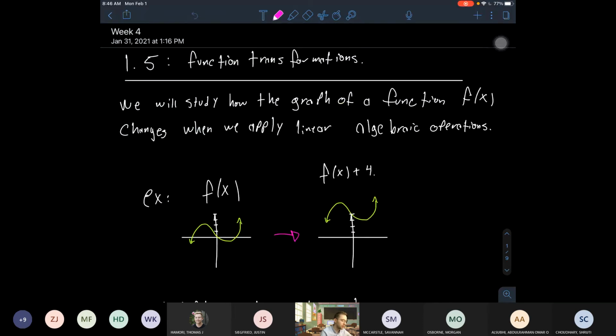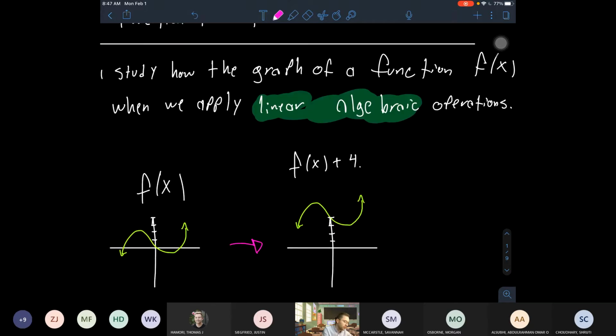Okay, so now we're going to talk about function transformations. We're going to study how the graphs of functions, like the ones that we just drew in our library of functions, change when we apply linear algebraic expressions. Let me talk about what a linear algebraic expression or operation looks like. That means we're either going to multiply by something, so we'll do a times f of x, or f of x times a, or we'll do f of x plus a, things like this.